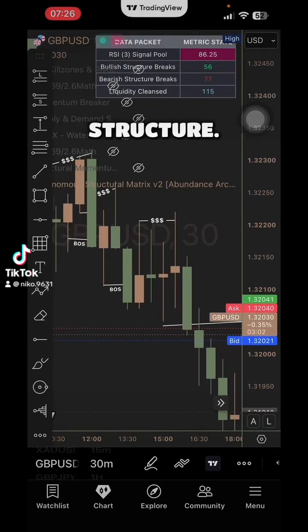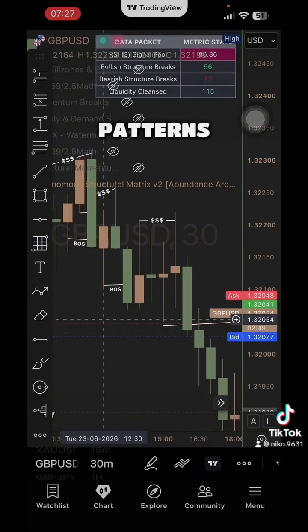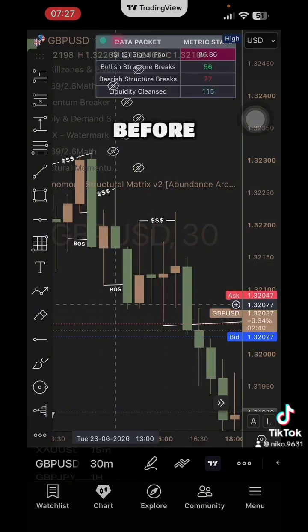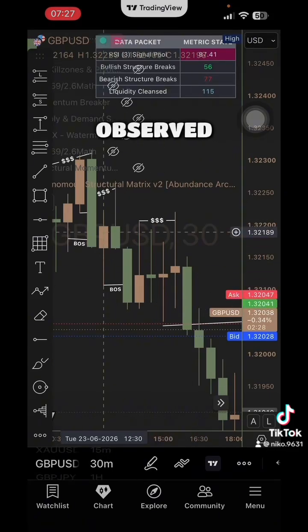Understanding structure. So here we have a lot of annotations to describe the fractals of the patterns, breaking down and showing us how the market shows intention before providing key locations for positioning and execution. So every candle has to be observed as a mirror of the whole.